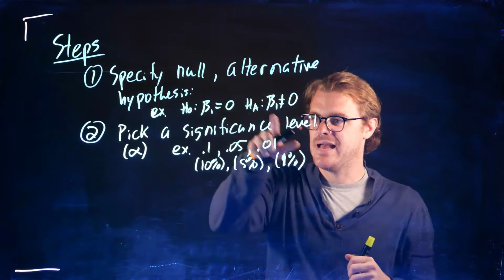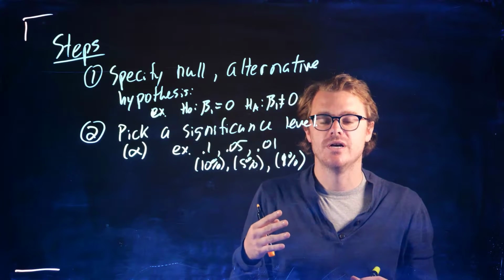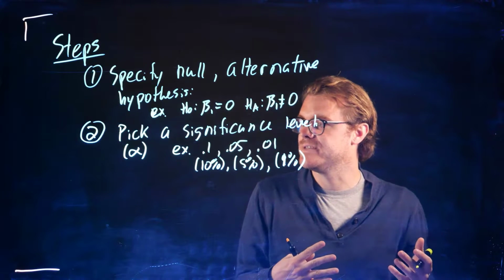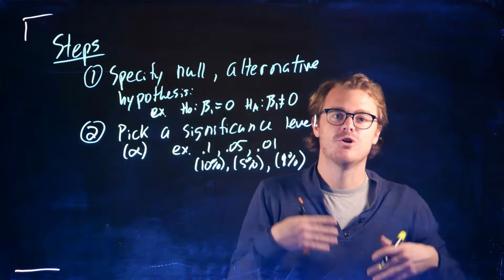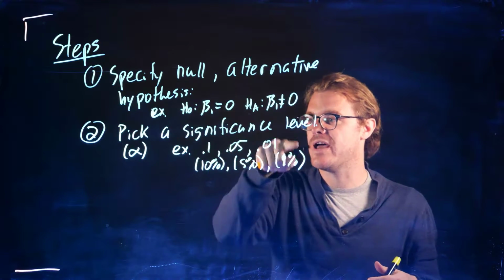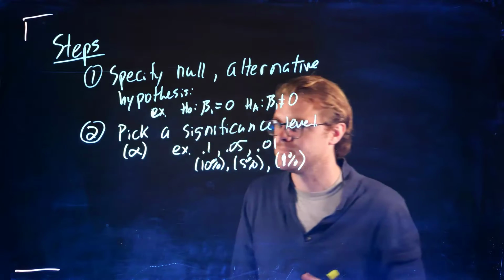And so this is how often we're willing to make a type 1 error, how often we're willing to reject the null when it's true. So remember, type 2 errors are failing to reject the null when it's false. But here we're specifying our threshold, our willingness to make a type 1 error.